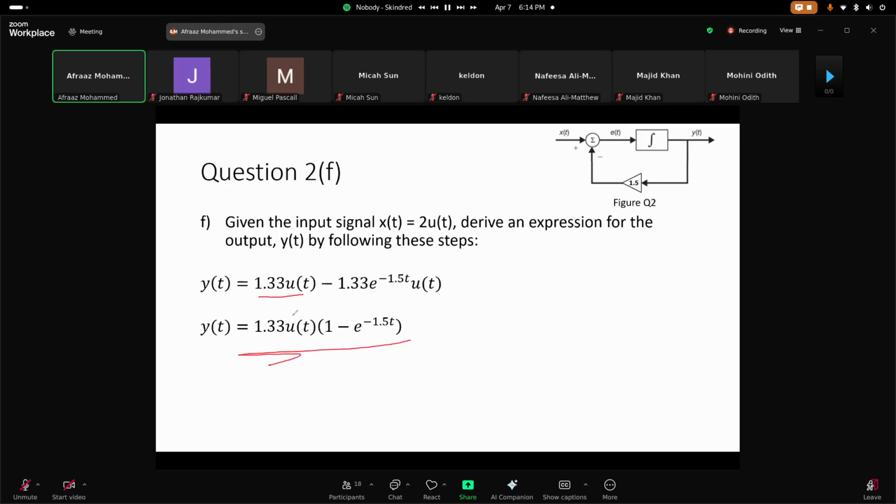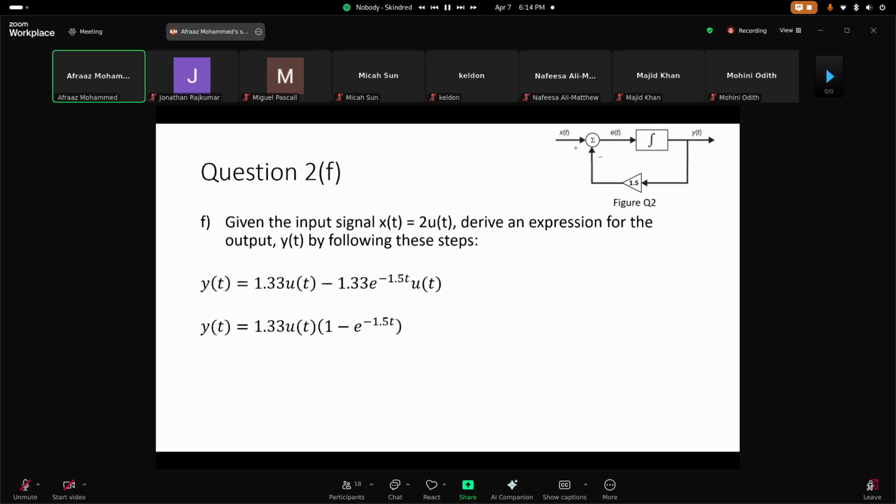But as I said before, if you leave your answer in this format, it is totally fine. There is no need to simplify it further. If you want to, no problem with that. And that's your solution there for the Laplace.